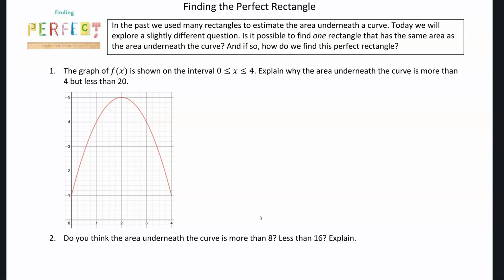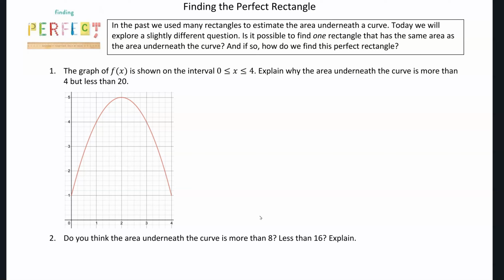So in the past we've looked at the number of rectangles that we can use underneath a curve to estimate the area. Today we're going to look at something different. Maybe there is one perfect rectangle that has the same area as the curve, slightly different, just a little different.